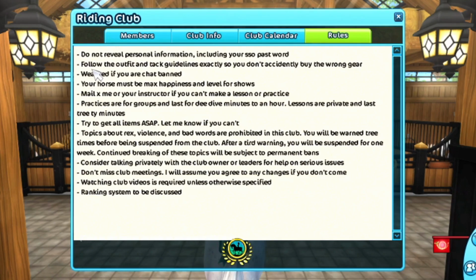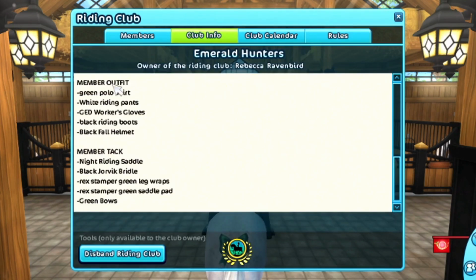So the next rule is follow the outfit and tech guidelines exactly so you don't accidentally buy the wrong gear. Try to look in the global store for all of these items. I'm pretty sure every one of these items is in global store.